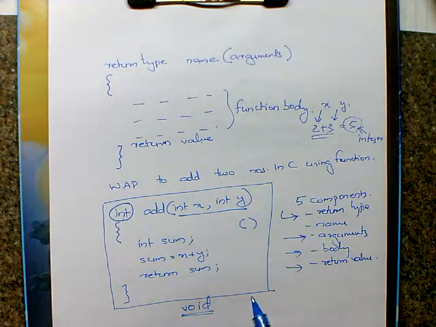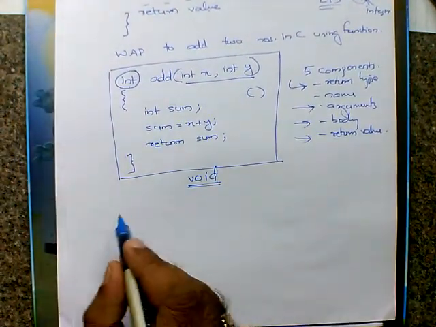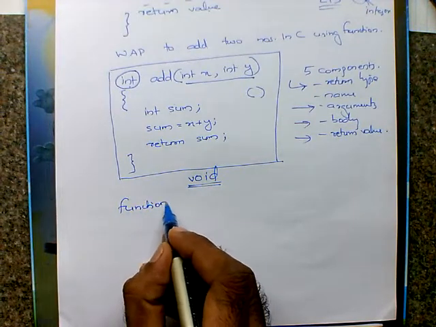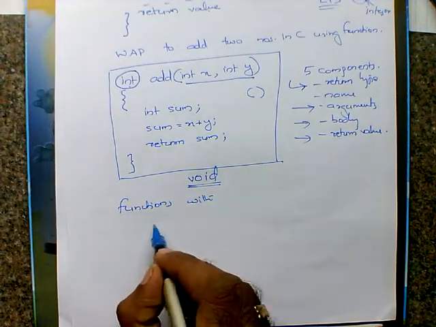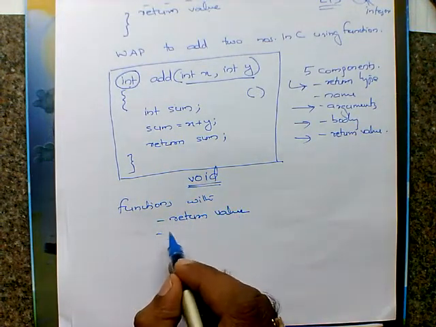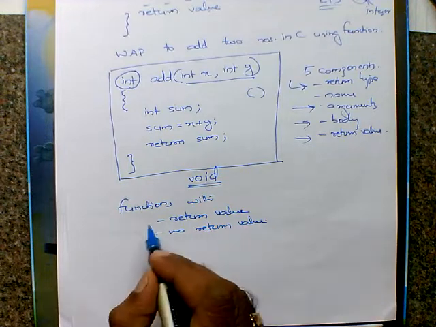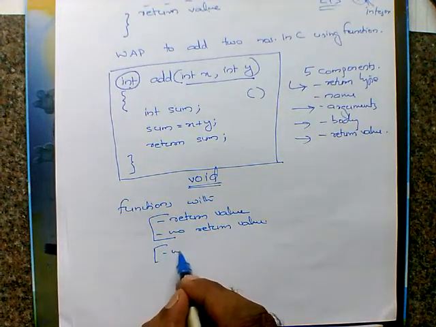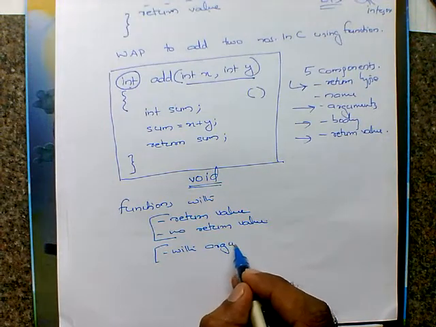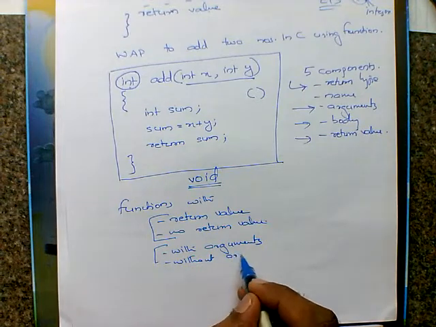Using this concept, the functions in C can be divided into different categories. That means functions with return value and no return value. This is one class. Functions with arguments, and functions without arguments.